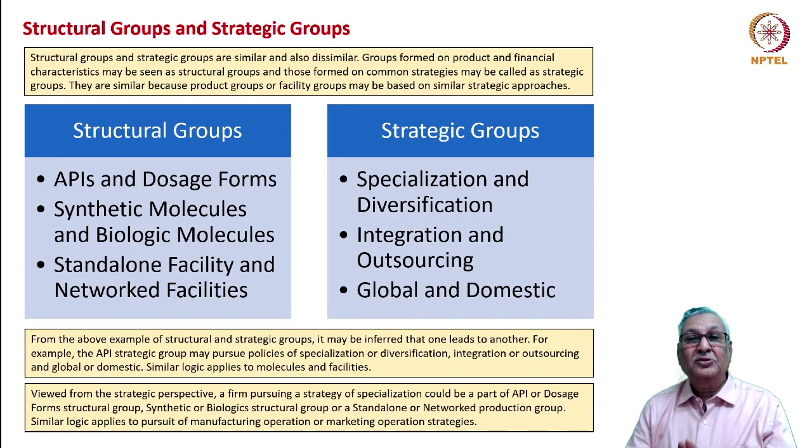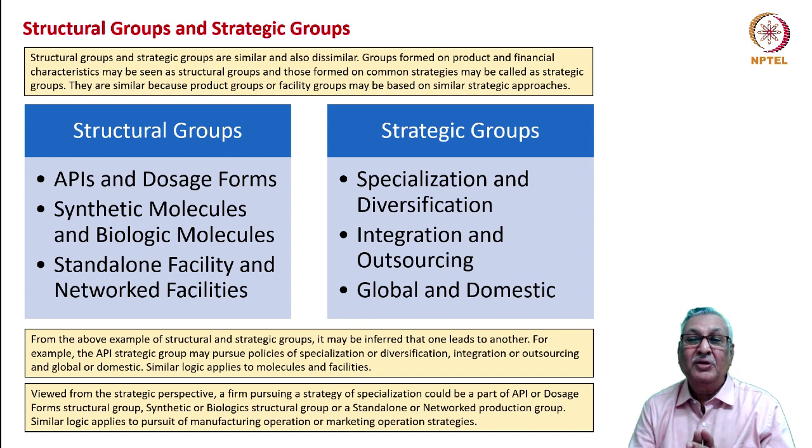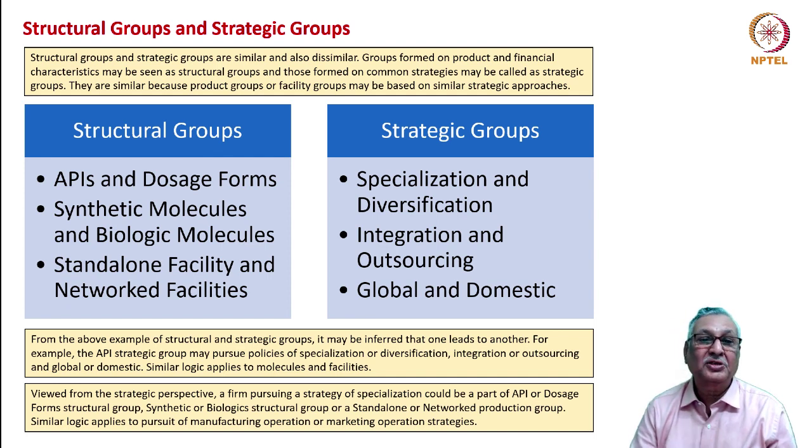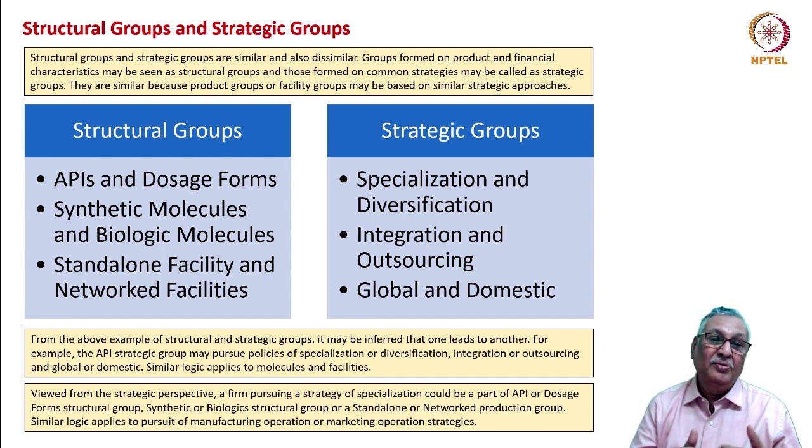We talked about strategic groups. We also might have talked about structural groups, if you would recall. So what is the similarity and dissimilarity between structural groups and strategic groups? Groups that are formed on product and financial characteristics may be seen as structural groups, and those formed on common strategies may be called strategic groups. They are similar because product groups or facility groups may be based on similar strategic approaches. They are dissimilar because the products and facilities could be quite different.